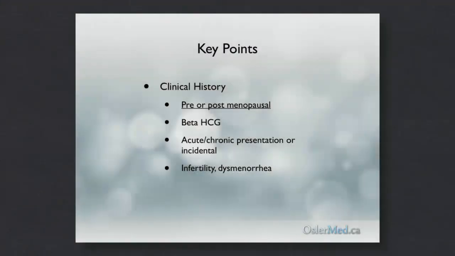Now, I'm going to share with you a couple of slides on key points when you're faced with a woman with an adnexal mass. And these points will help you in stratifying masses as likely benign, indeterminate, or likely malignant. The first set of key points relate to the clinical history. And the most important thing to establish is, is the patient pre- or postmenopausal. It's also important to know if the patient is pregnant, is there an acute or chronic presentation, or is the mass an incidental finding and the patient is asymptomatic?